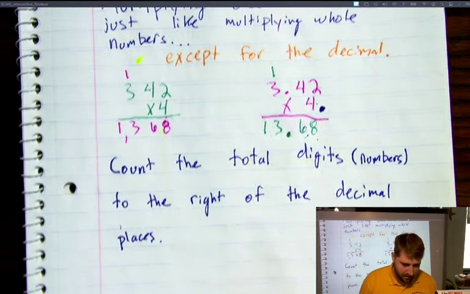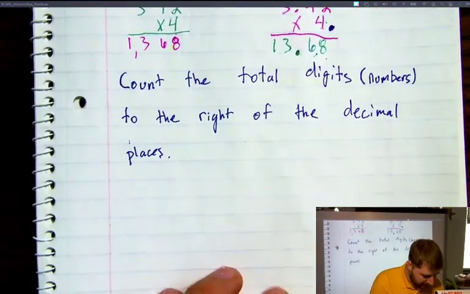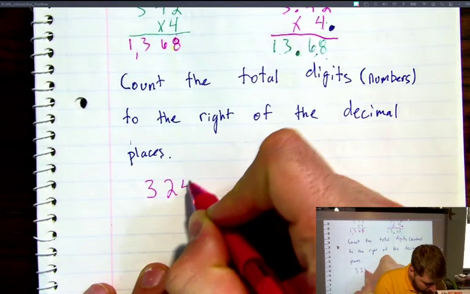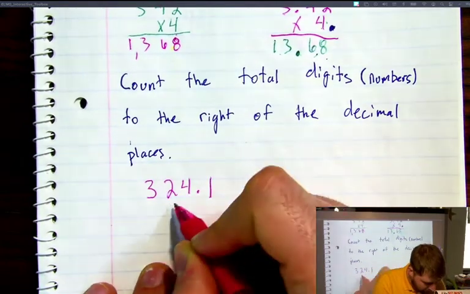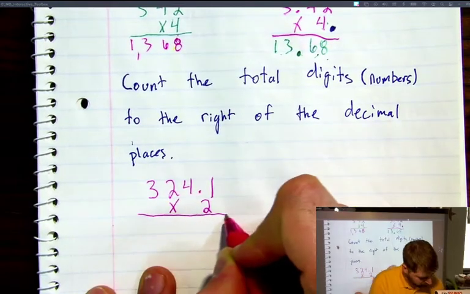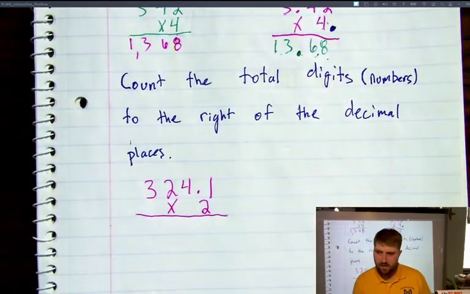Okay, so let's try one on your own right now. 324 and 1/10 times 2. Okay, solve this one, and then we'll check our work all together.